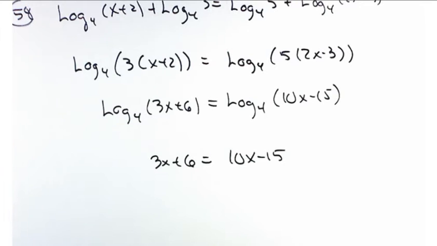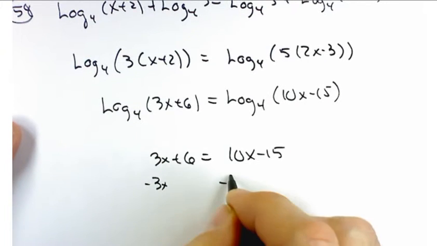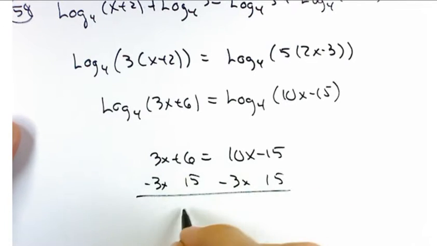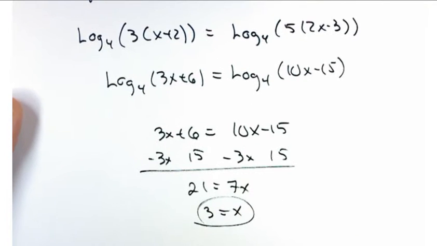This is just a little linear equation. I'll subtract 3x from both sides and add 15 to both sides. That gives me 21 equals 7x, and 3 for x.